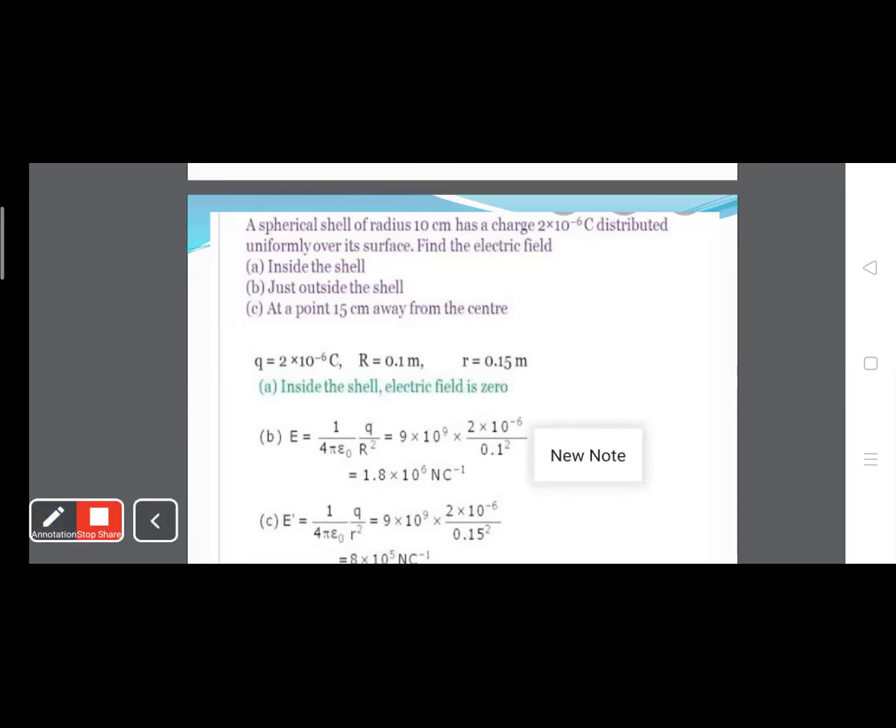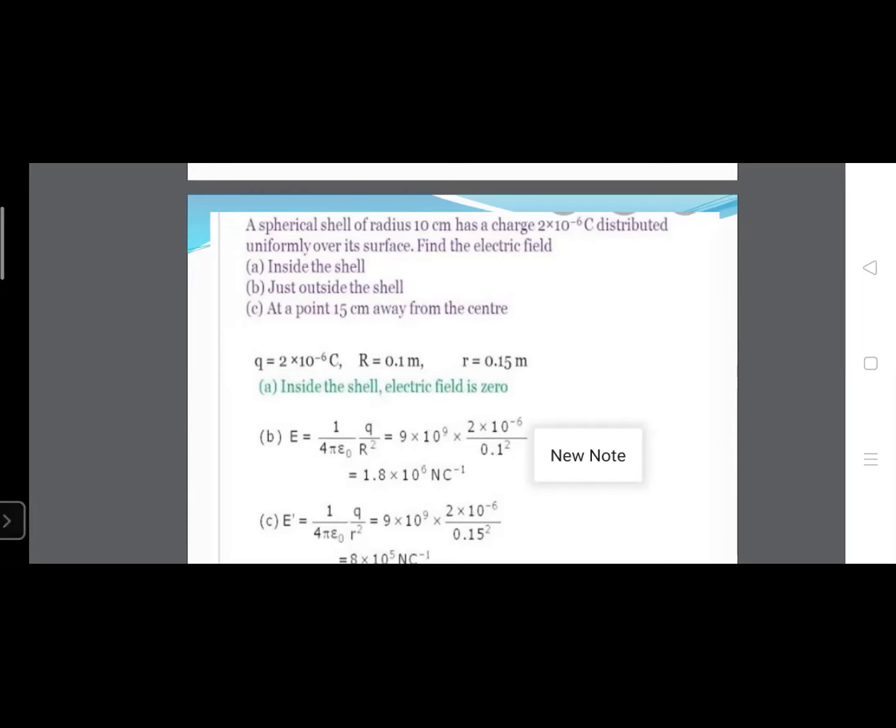Okay. Now the second problem: a spherical shell of radius 10 centimeter has a charge 2 into 10 raised to the power minus 6 coulomb distributed uniformly over its surface. Find the electric field inside the shell, just outside the shell, and at a point 15 centimeter away from the center. So you have to write the formula as we have already discussed in the derivation. Clear? Okay, let's start to solve this question. Inside the shell, we have already discussed that the electric field is 0. So we don't have to solve this inside the shell.